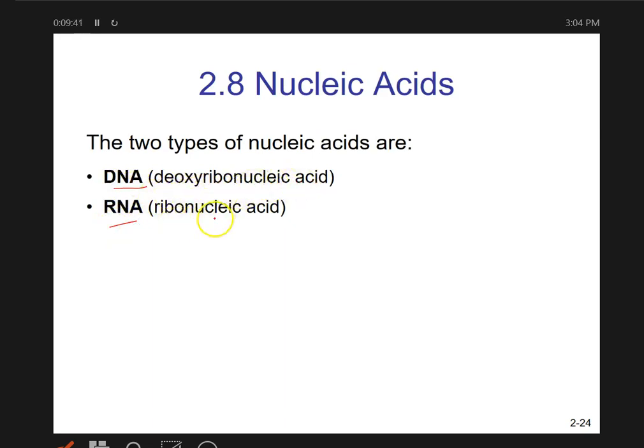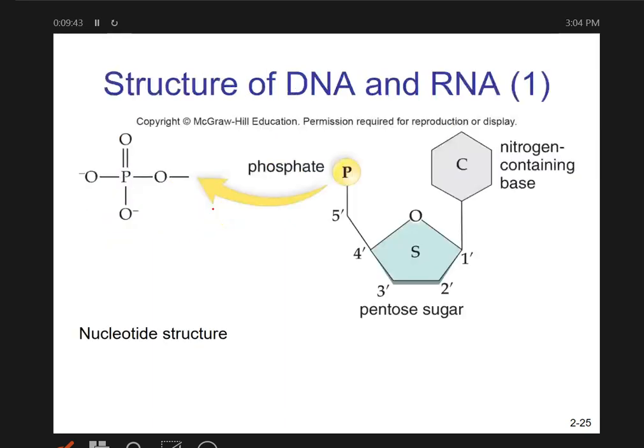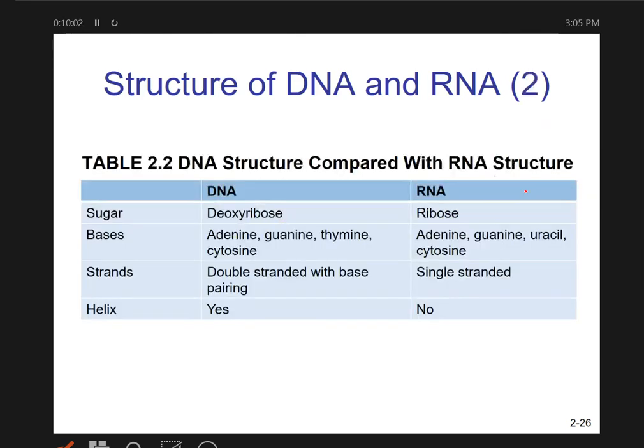There are 2 types of nucleic acid, DNA and RNA, deoxyribonucleic acid and ribonucleic acid. Alright, so if you see the structure of DNA, remember DNA and RNA are polymers. What's the monomer? The monomer is a nucleotide made up of a nitrogen containing base, a sugar and a phosphate. So phosphate and sugar is constant. The nitrogen containing base is going to be different, as you can see in the next slide.